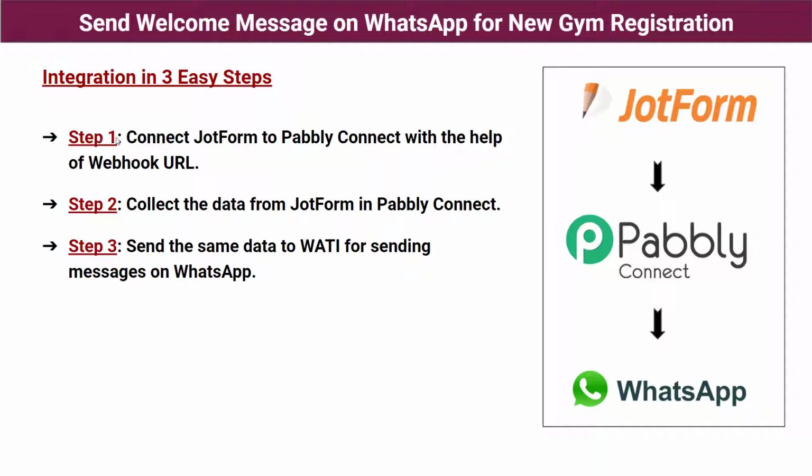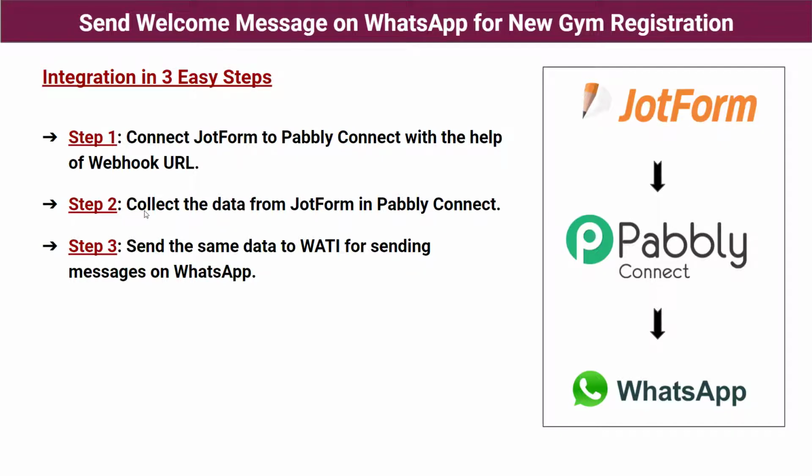So here the step 1 is connect 𝗏𝗏𝗋𝗏 to Pabbly Connect with the help of Webhook URL. For the first step, first we need to log in to Pabbly Connect, and after that we need to connect our 𝗏𝗏𝗋𝗏 account with Pabbly Connect. It is going to be with the help of Webhook URL. This Webhook URL is basically an address provided by Pabbly Connect. We have to copy it from Pabbly Connect and paste it into our 𝗏𝗏𝗋𝗏 account. This way our 𝗏𝗏𝗋𝗏 account is going to get connected with Pabbly Connect.